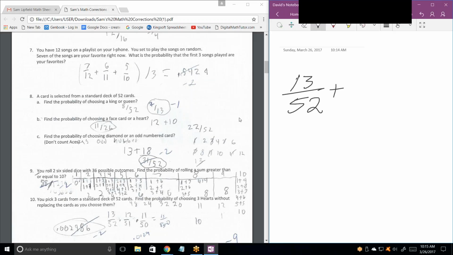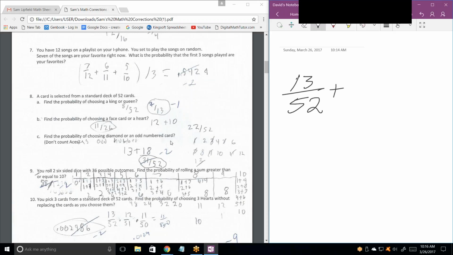Now, or an odd card. An odd numbered card. Wow. Oh, don't count aces, and I presume don't count faces. In other words, an odd number card from 1 to 9? I don't really know cards very well, so I sort of hate when I do these.